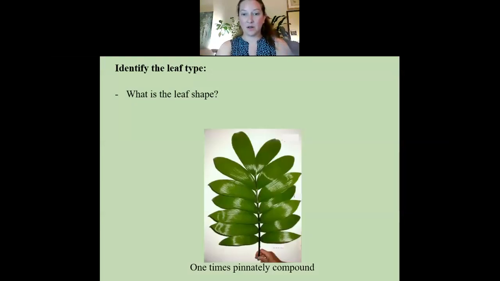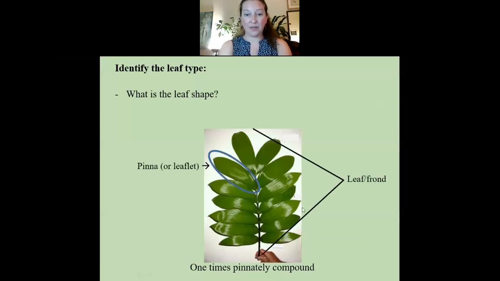Here is a close-up of one of these types of leaves, to show you why it's 1 times pinnately compound. You can see the hand there is holding the petiole. And this is one entire leaf, and it only has one division. The pinna, or like I said, the leaflet, same thing.